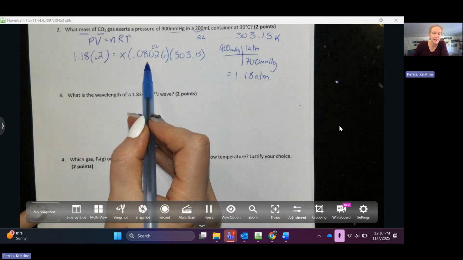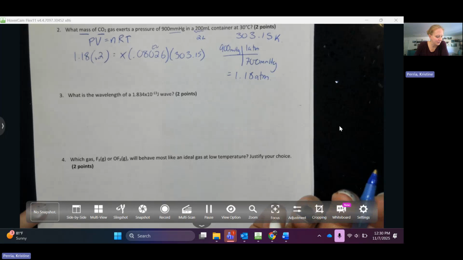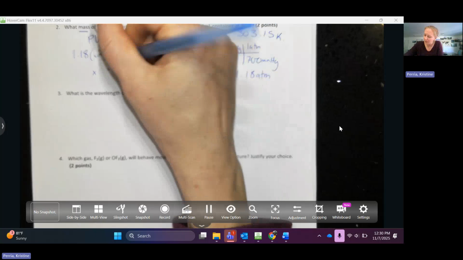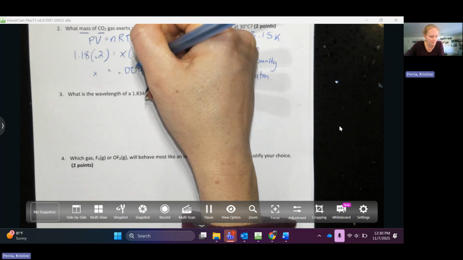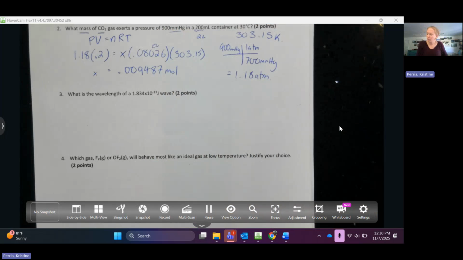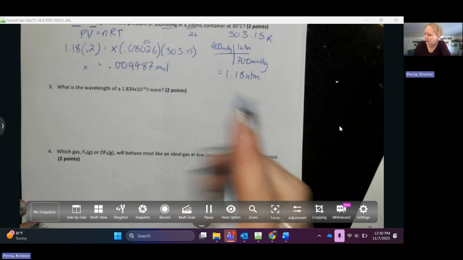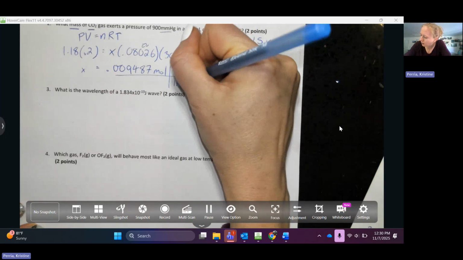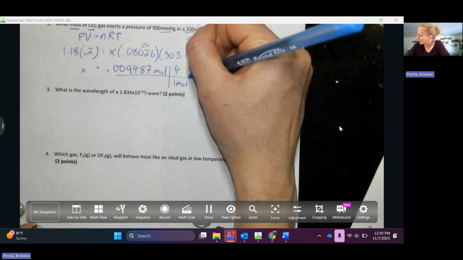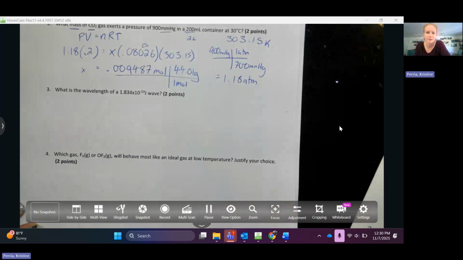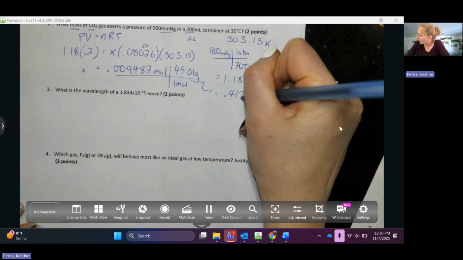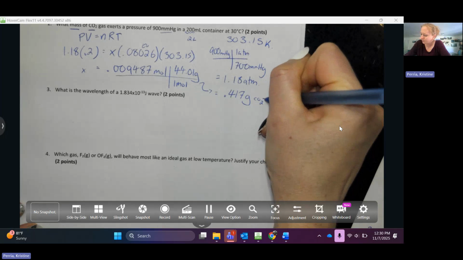303.15. Now, you're going to divide everything next to X. If you do that, then X is going to equal a pretty small number, 0.009487 moles. Of course, it asks for grams, so we're going to go from moles to grams. For every 1 mole, my molar mass of CO2 is 44 grams. It's actually 44.01 grams. If I multiply that out, sorry, it's getting a little messy, then it's going to equal 0.417 grams of CO2.